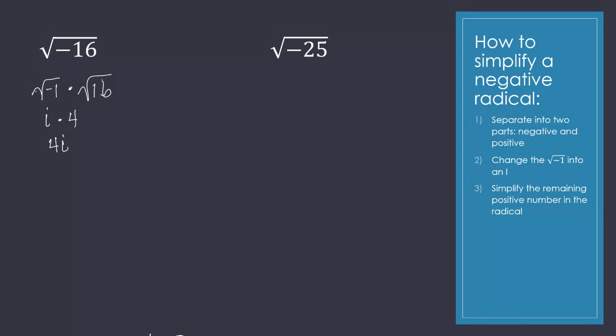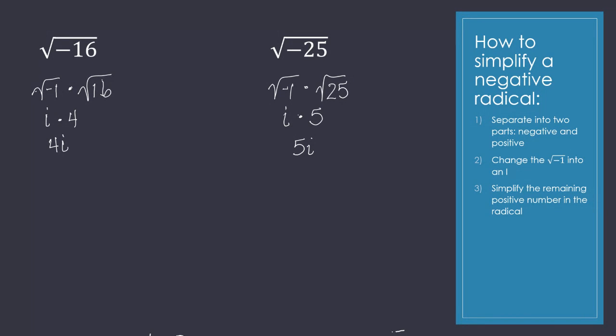Okay, stop and think about that for a second. Do you see what I did there? I separated the negative 1 out of the radical so that I can use an i, and then I simplified the positive radical that was left. So let's try this with the square root of negative 25. I'm going to break it apart into the square root of negative 1 times the square root of positive 25. I know that square root of negative 1 is an i, and the square root of 25 is 5, which gives me 5i.